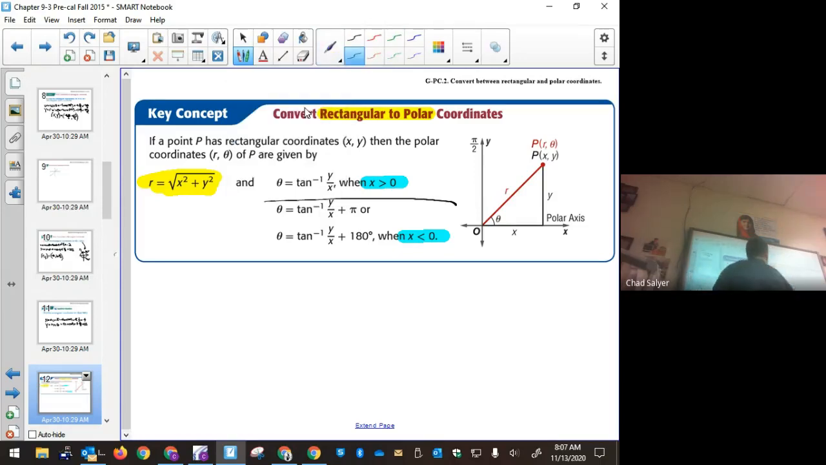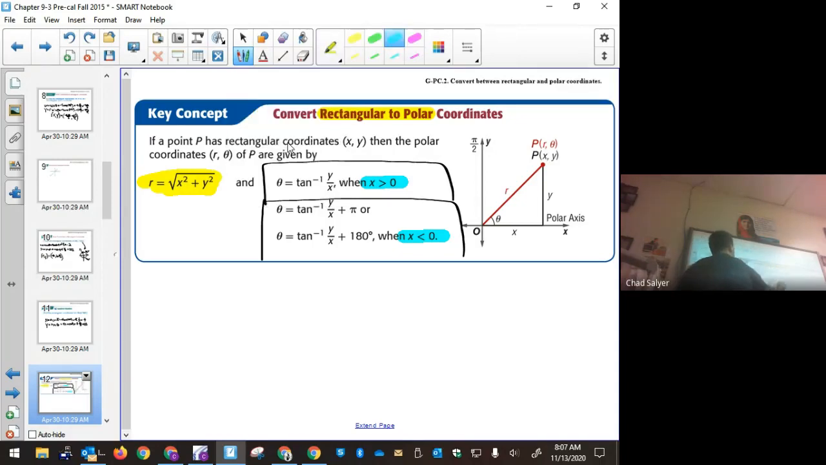So, if x is greater than 0, you use this. If x is less than 0, you use this, which is the same thing. It's just in radians and degrees. So remember how the tangent inverse was constrained to quadrant 4 and quadrant 1? This is a consequence of that because it can't give us an answer in Q2 and Q3. We've got to add pi radians or 180 degrees to it when we're in Q2 or Q3.